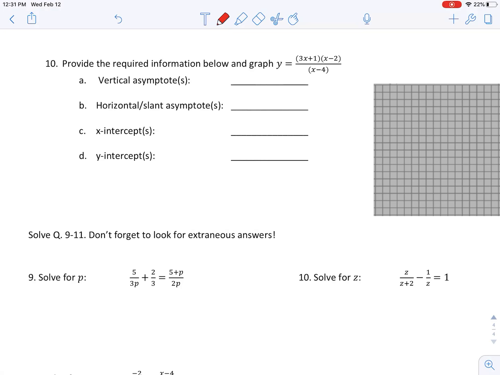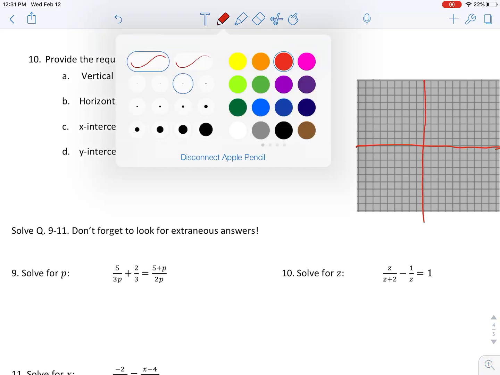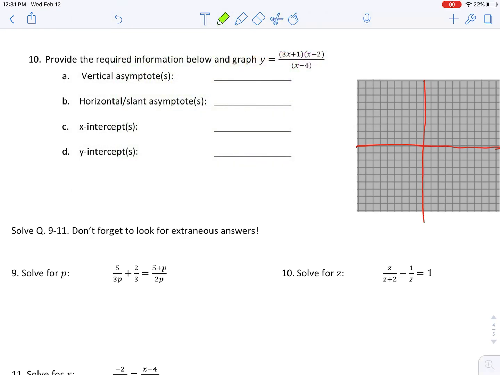So let's get started. The vertical asymptote would be, maybe try this one on your own. Pause the video. Give it a shot. The vertical asymptote would be at 4, because that is the 0 of the denominator.